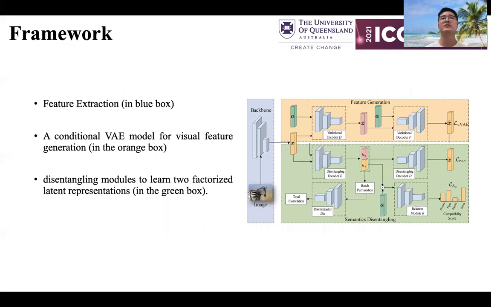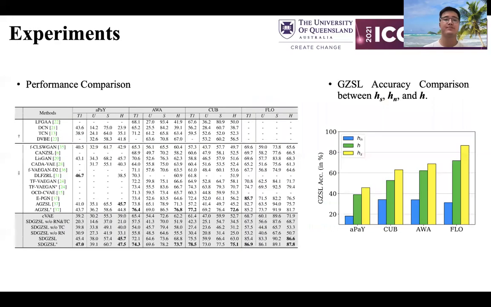Here is an illustration of our proposed method, which is comprised of a feature extraction backbone, a conditional VAE model for visual feature generation, and the disentangling modules to learn the two factorized latent representations.